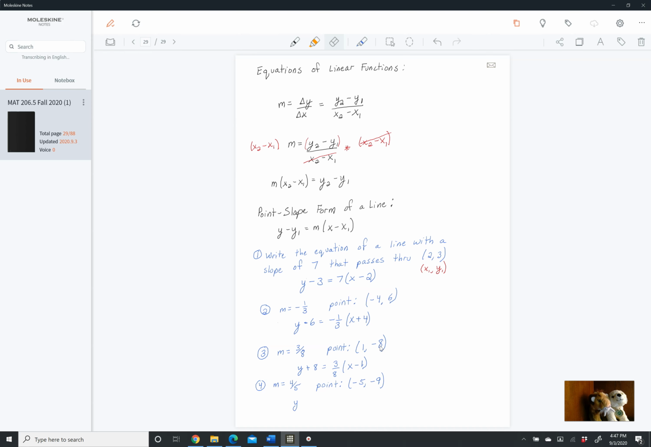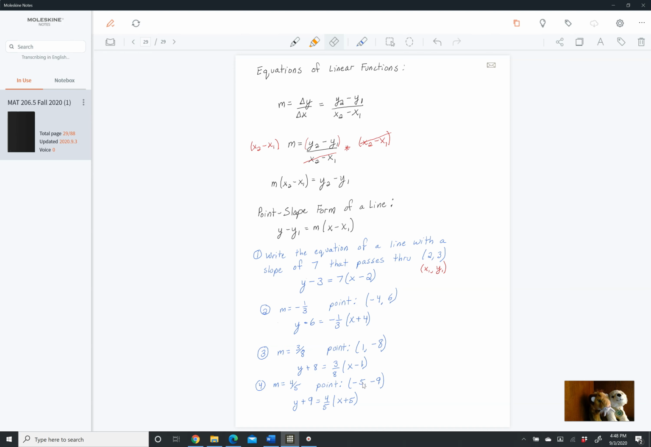So we have y, and then we have minus y1. So our y1 is negative 9. So minus negative 9 becomes plus 9. Then we have our slope, which is 4/5. And then x minus x1. So our x1 is negative 5. x minus negative 5 turns into an x plus 5. Okay? So this is the first type of equation for a line, the point-slope form.